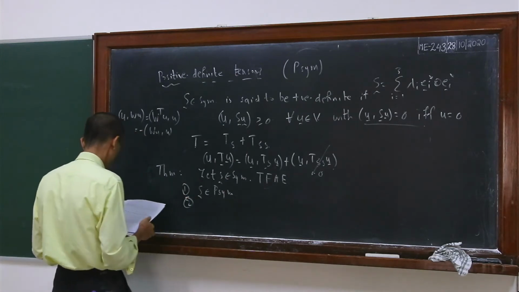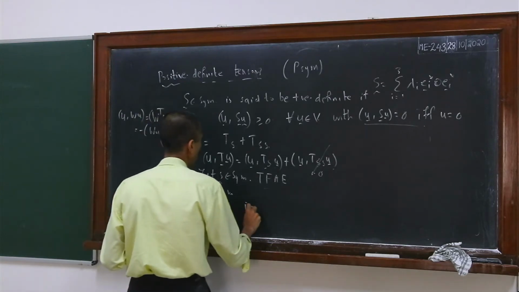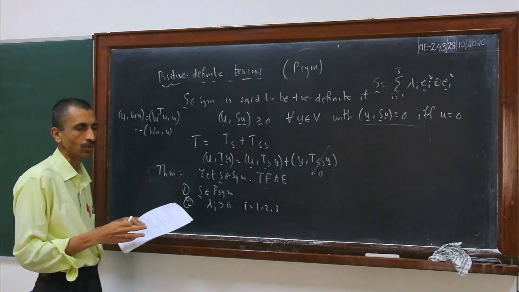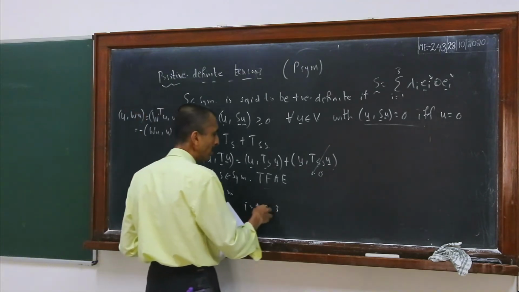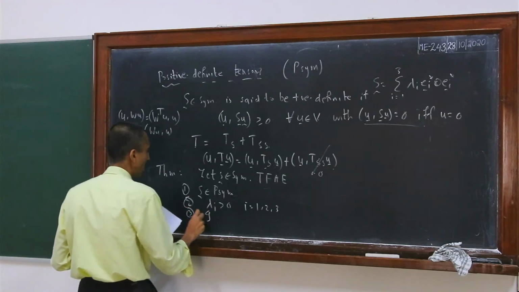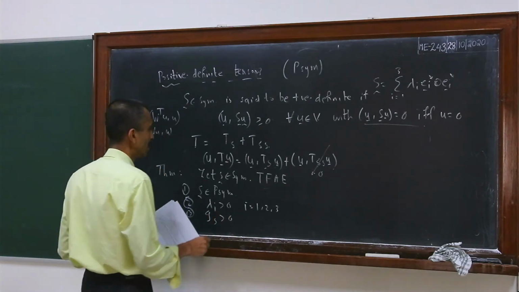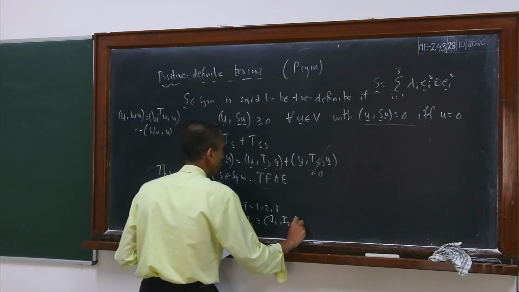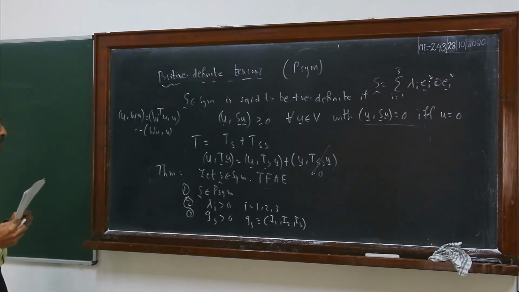Two is that lambda_i is greater than 0, for i equal to 1, 2, 3. In this case, because we are dealing only with 3-dimensional space, the number of eigenvalues is only 3. But in an n-dimensional space, this would range from 1, 2, 3 up to n. And the third property is that I of S is greater than 0. So I of S is the set I1, I2, I3, the set of all the principal invariants of a second order tensor.